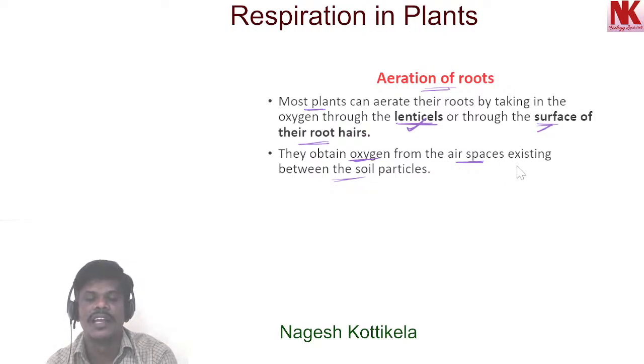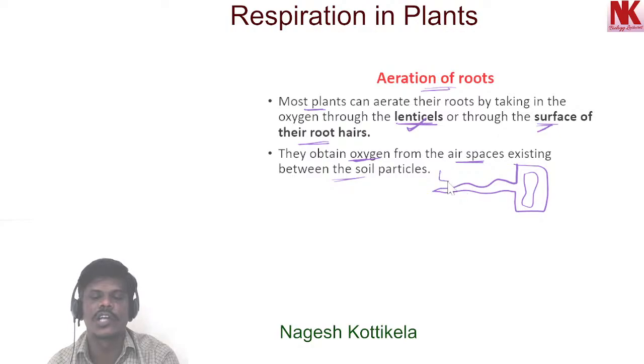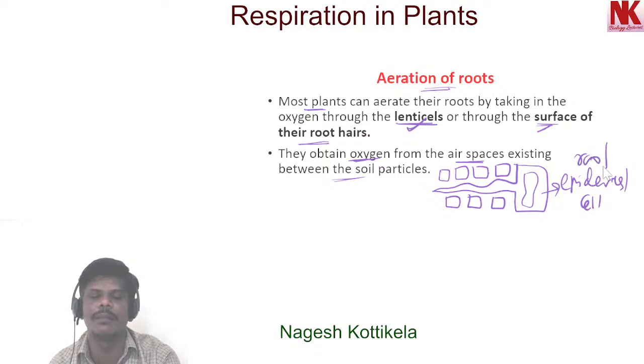If we look at a rough diagram, let's suppose this is a root hair. This is an epidermal cell. This is a root hair, and it is surrounded by soil particles like this. Here, in these soil particles, oxygen will be present. This is a part of a cell, this is the root epidermal cell. So this root hair is also a part of this cell.